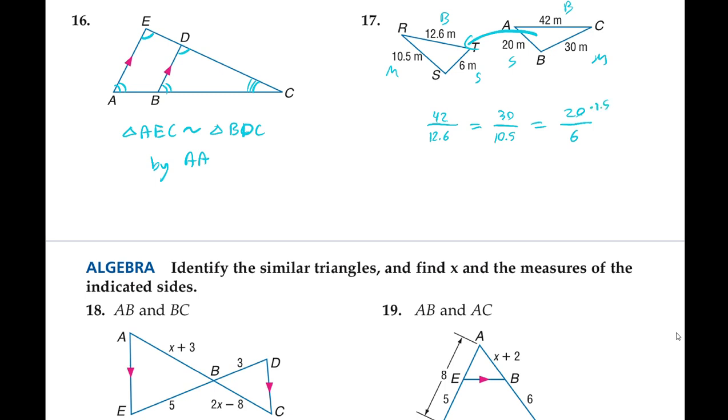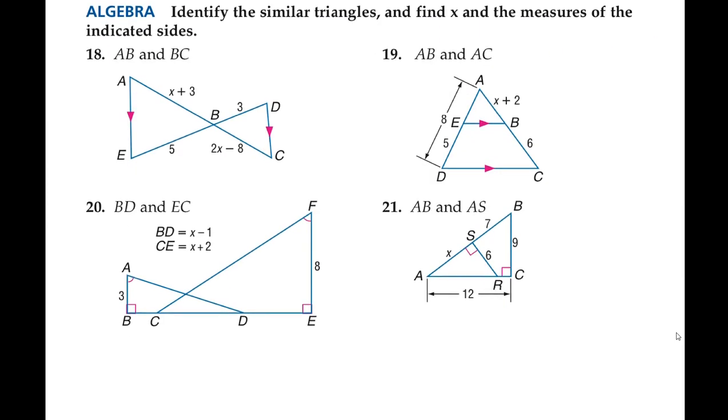I could check that right now. I could multiply this by 1.5 or 3/2. If I multiply by 1.5, this one is 30 on top, and on bottom I get 9. So right away, these two ratios are not the same. So the answer is no, they are not similar. Okay, so identify the similar triangles and then solve for x.